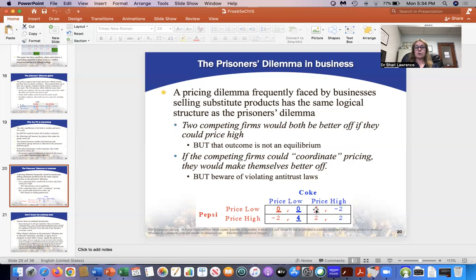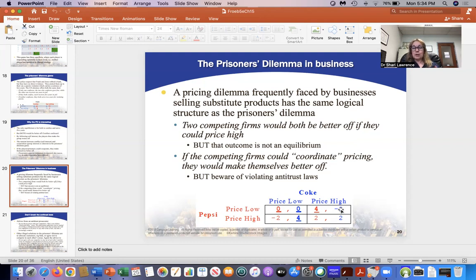This is if Coke charges a low price and Pepsi charges a high price. All right, so let's take a look at this. Let's start with Coke. What are they going to do based on what they think Pepsi might do? Well, if Pepsi charges a low price, their choice is to charge a low price or a high price. So if Pepsi charges a low price and Coke goes with the high price, obviously demand is, we have to assume that demand is fairly elastic here.